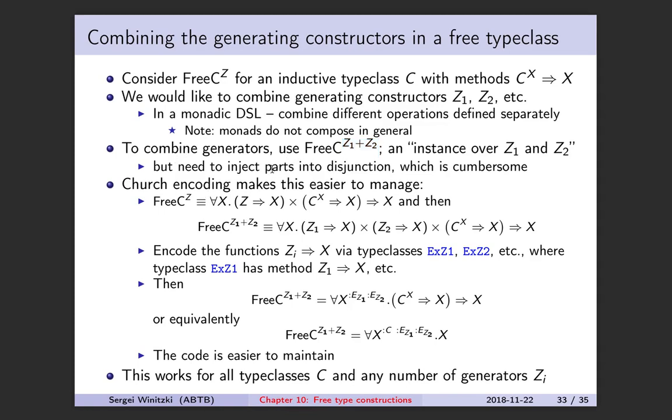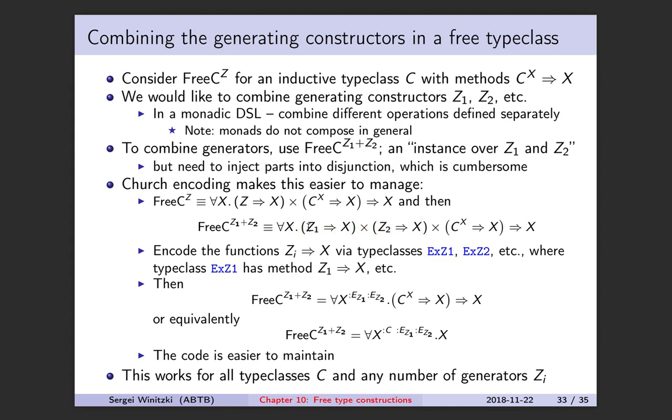Now the only inconvenience is that you would need to inject parts into the disjunction, and that can become cumbersome. I will show code in a minute. And the church encoding actually makes it easier to manage this situation. So the reason is that the church encoding for an inductive type class looks like this. If you have several constructors, then it will be like this. You can take the disjunction and transform it into this sort of expression.